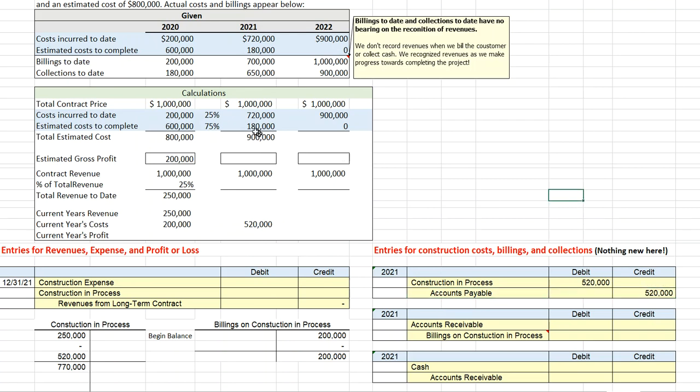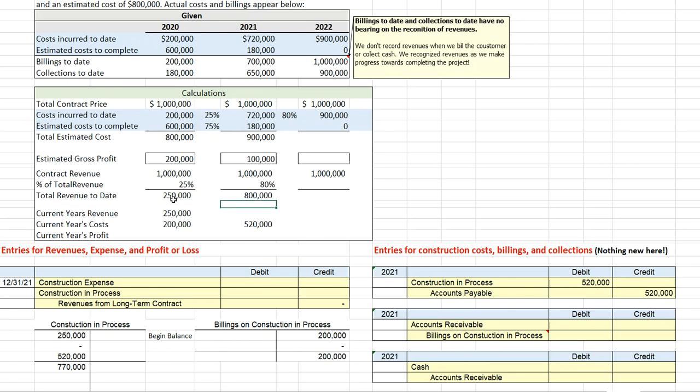Now, we're also at this point in time estimating it's still going to take an additional $180,000 to finish this contract. So notice, our estimated cost to complete is now $900,000 for total cost. So we will only have an estimated profit of $100,000. Now, to date, we've incurred $720,000 out of the $900,000 in total estimated cost. So we've incurred 80% of our cost. So we will report 80% of our contract revenue. 80% of the $1 million is $800,000.